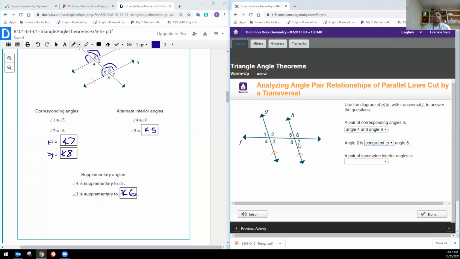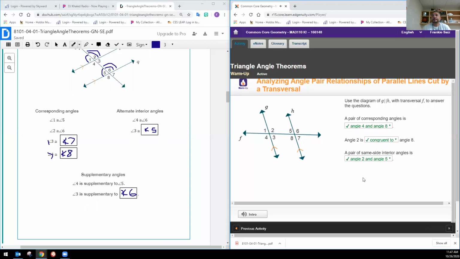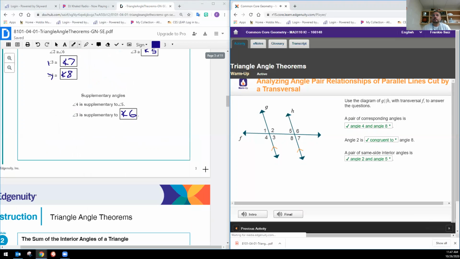Okay, so let's see it, because alternate angles are congruent. 4 and 6 is congruent, so that's going to be congruent to. And a pair of the same side interior angles is same side interior angles 2 and 5, 3 and 8. So it's going to be 2 and 5. Let's see how parallel lines can help us uncover an important property of triangles.